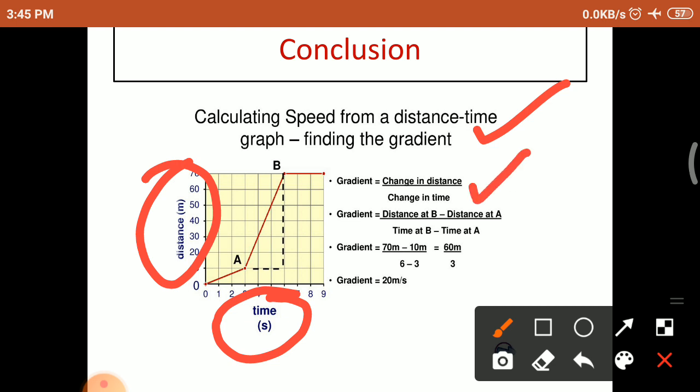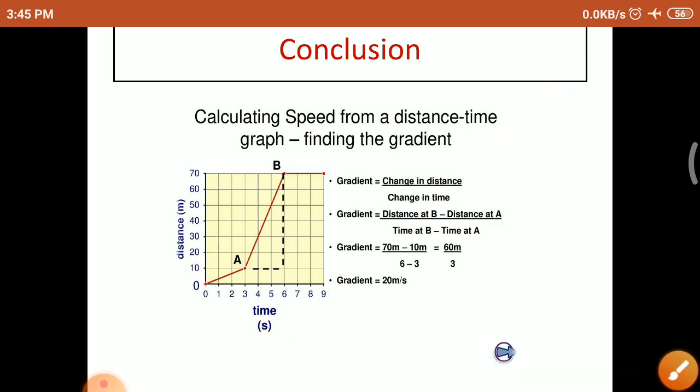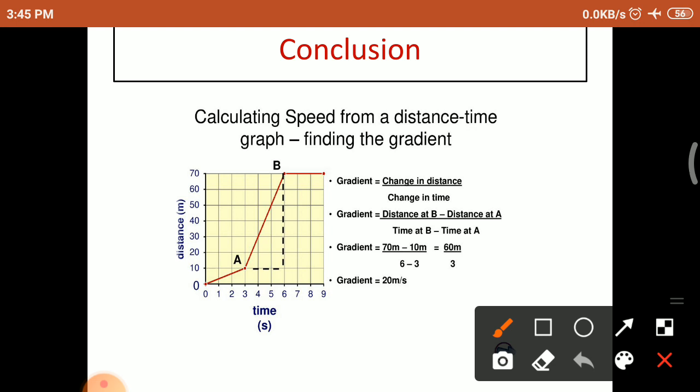In a gradient, it is the change in distance divided by the change in time. That is, the change in distance is delta S and the change in time is delta T. S2 minus S1 is the distance at B minus the distance at A, divided by the time at B minus the time at A. See here, it was represented here. Here I chose the points B and A.